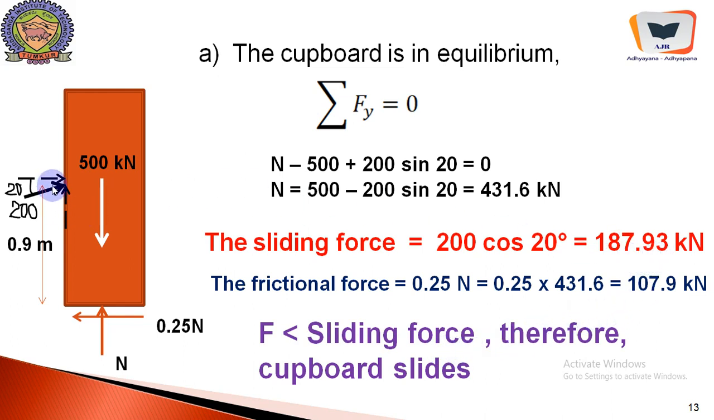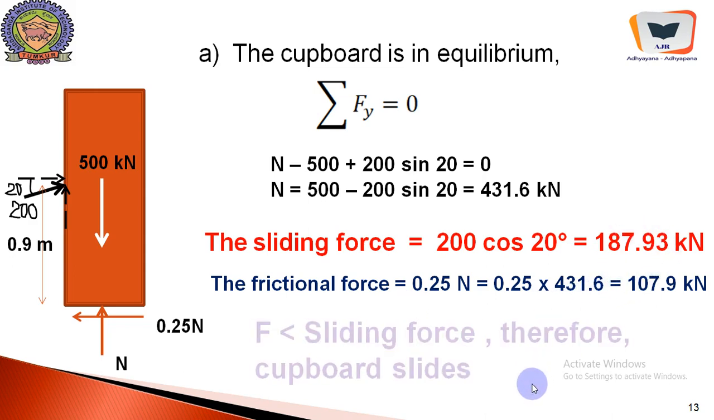Since the frictional force is less than the sliding force, the force that is applied is 187.93, which comes as a component of 200 kilonewton, which is being applied with a little inclination with respect to the horizontal. Since F is less than the sliding force, the cupboard slides. The frictional force that is developed is less than the applied force, so the cupboard will definitely slide, because the applied force is going to outsmart the frictional force.